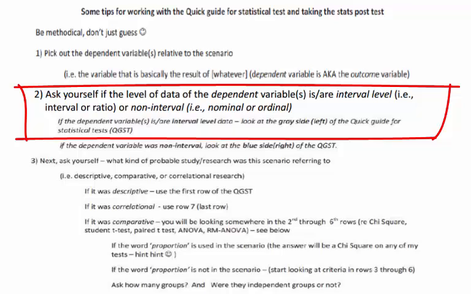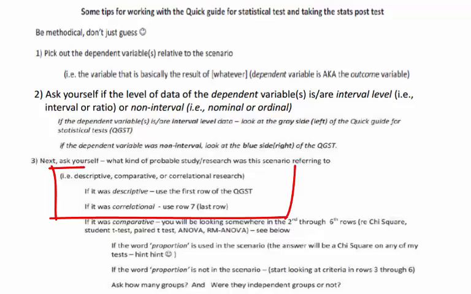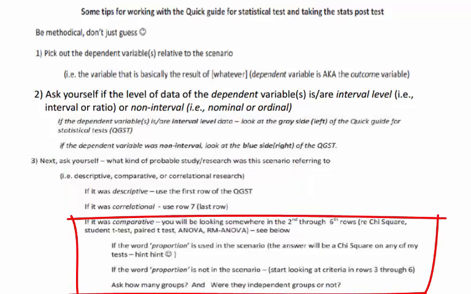If it's interval, just think of the tests that are listed on the gray side of your table. If it is non-interval, in other words, nominal or ordinal, think of a test on the blue side for non-parametric test. Then next, ask yourself exactly what is this question asking? What kind of study is going on here? Am I simply describing something? Am I comparing something? Or am I correlating? Once you decide that, then you can go down the table and pick out the test that meets the criteria, and that would be your answer.